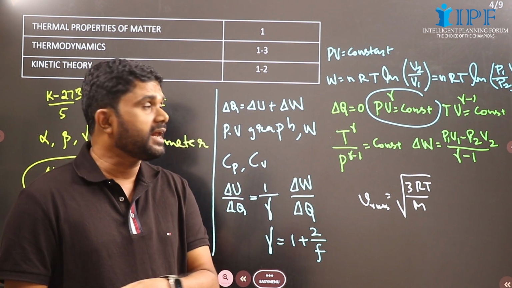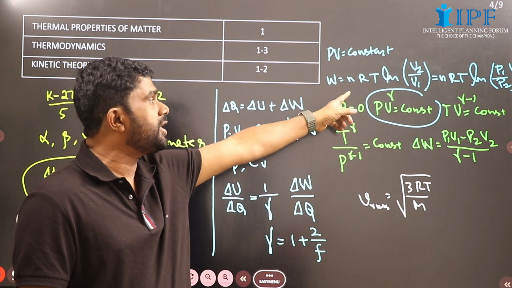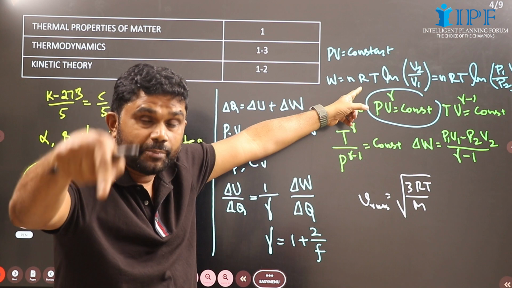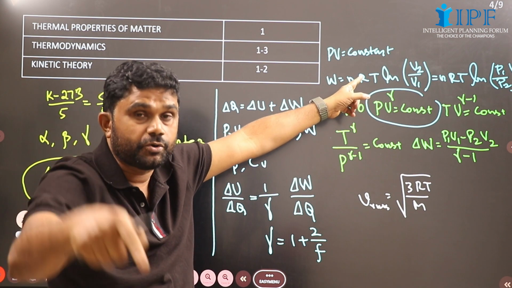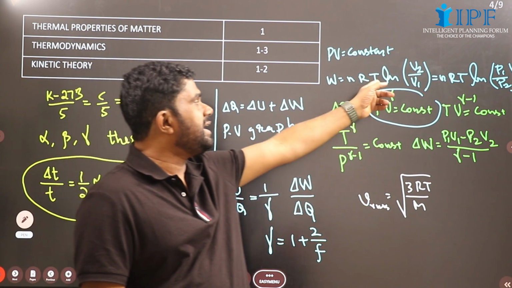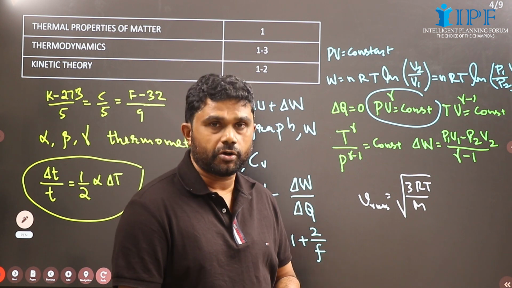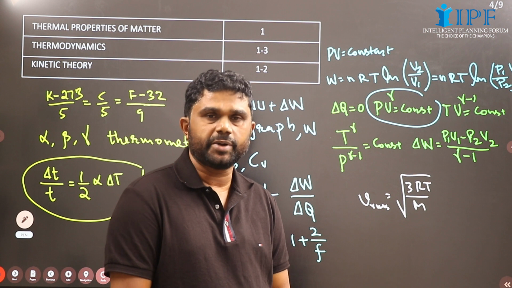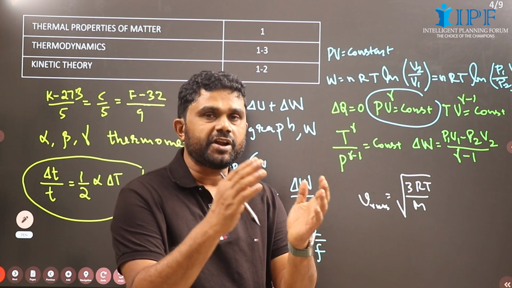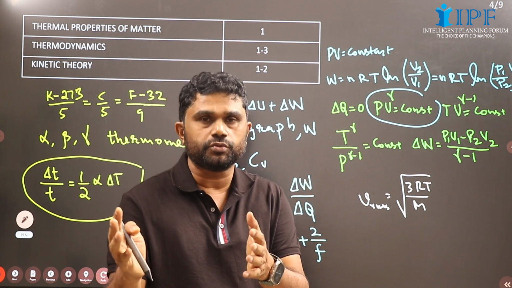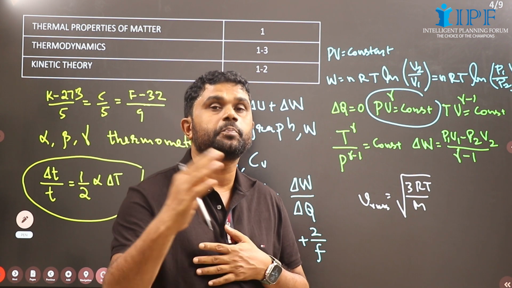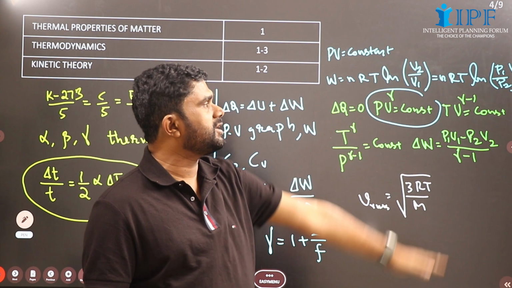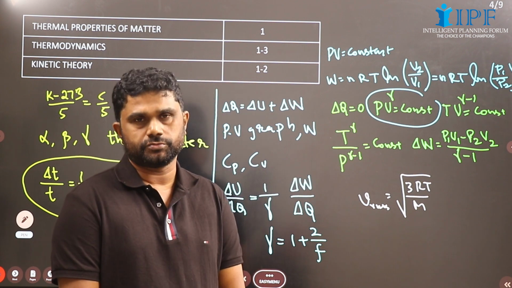And the work done in an isothermal process is W equals nRT, where T is the temperature at which that process is going on, times ln, which stands for natural logarithm, of V2 over V1, final volume divided by initial volume. As P1 V1 equals P2 V2, V2 by V1 will be equal to P1 by P2. So we can write this equation as nRT ln P1 over P2.